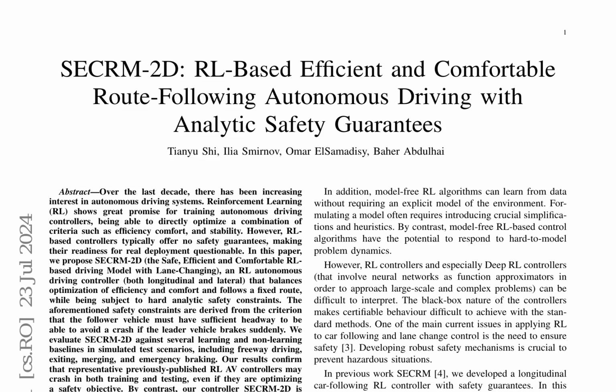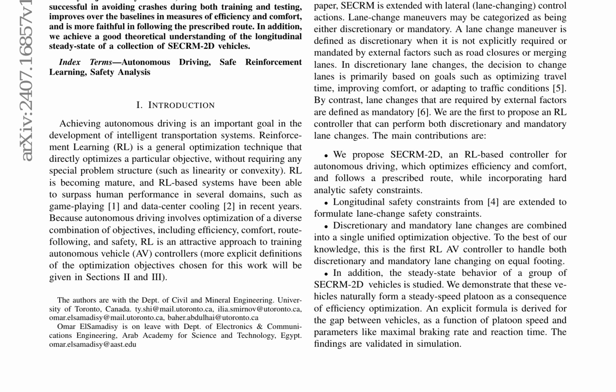The research proposes SECRM-2D, an RL-based autonomous driving controller that optimizes efficiency and comfort while ensuring safety and following a prescribed route. It extends previous work by incorporating both discretionary and mandatory lane changes. The controller's safety constraints are derived from the Vienna Convention on Road Traffic, ensuring the gap between the vehicle and its leader is positive and sufficient for reaction in case of emergency braking.